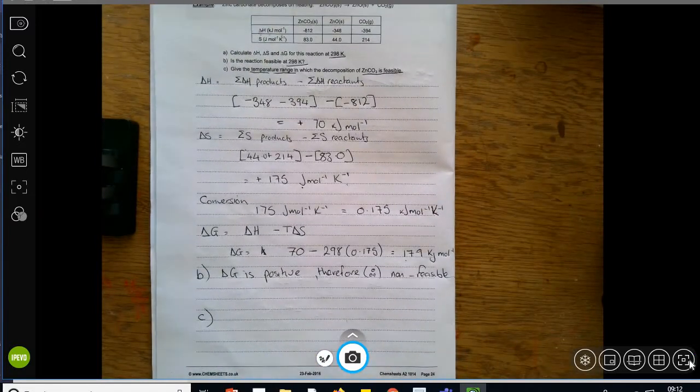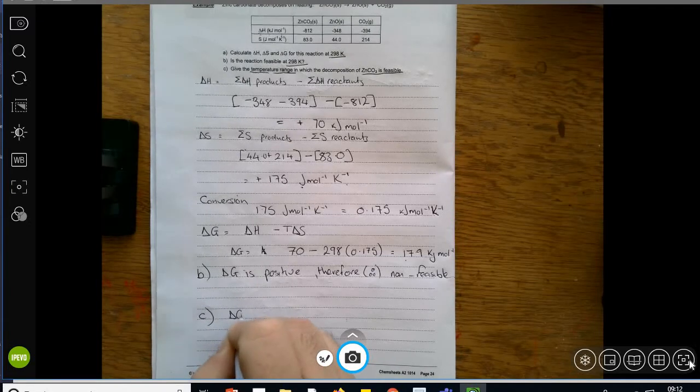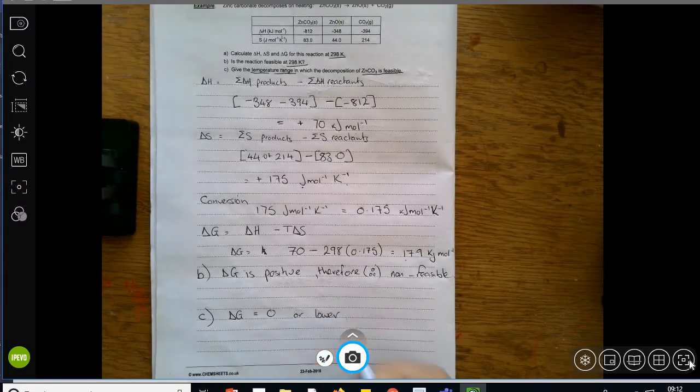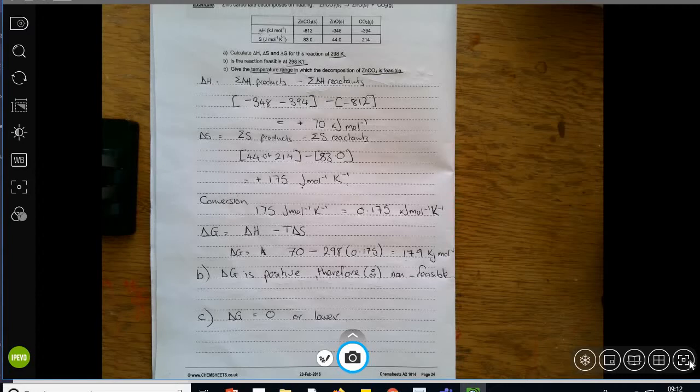Right, last question says, give the temperature range in which the decomposition of zinc carbonate is feasible. Now, this is the bit where you have to have a bit of mathematical logic to your thinking. For it to be feasible, it has to have a delta G of 0 or lower. If you keep that in mind, that makes this quite easy to work out.